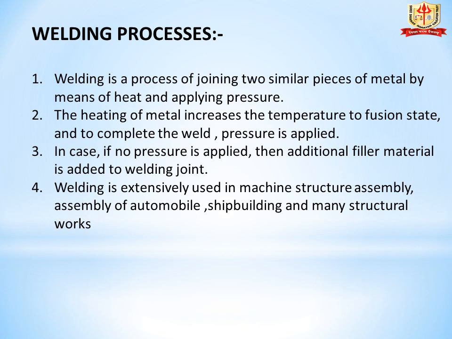Point number 1. Welding is a process of joining two similar pieces of metal by means of heat and applying pressure. Point number 2. The heating of metal increases the temperature to the fusion state, and to complete the weld, pressure is applied. Point number 3. In case no pressure is applied, then additional filler material is added to the welding joint. Point number 4. Welding is extensively used in machine structure assembly of automobiles, shipbuilding, and many structural works.